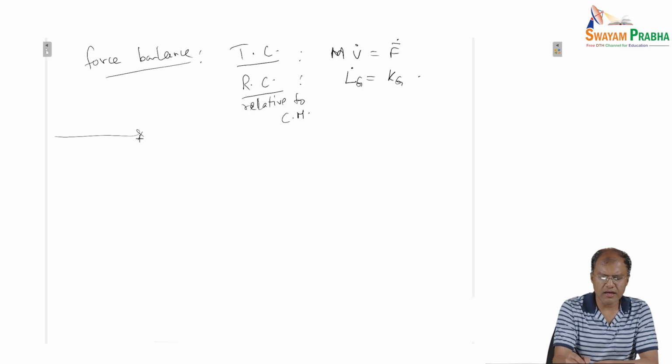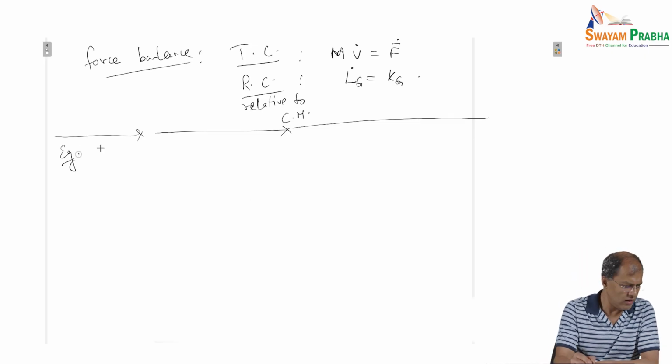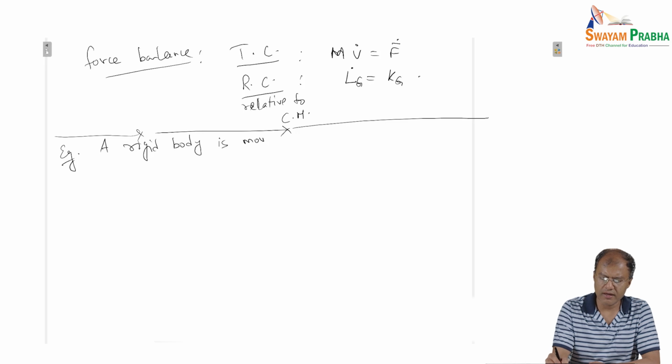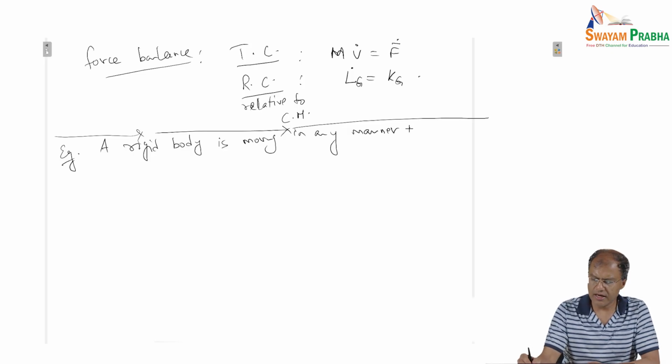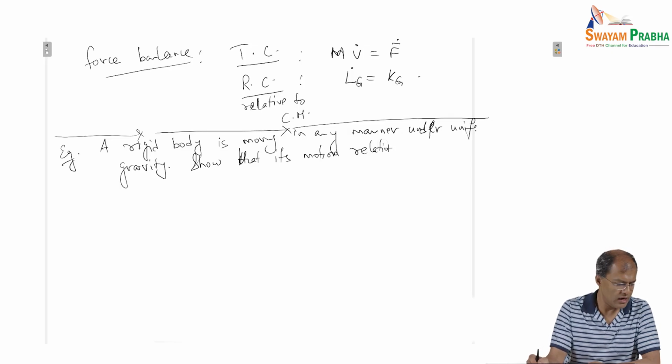Okay, so let us revisit our problem where the only force acting on the system is the weight of the particles. So the problem again says that we have a rigid body moving in any manner. The exact motion is not given, but it is moving under uniform gravity. Show that its motion relative to its center of mass is the same as if gravity were absent.